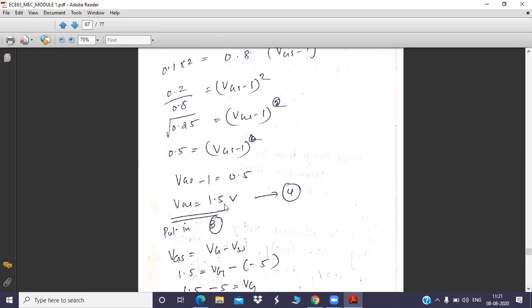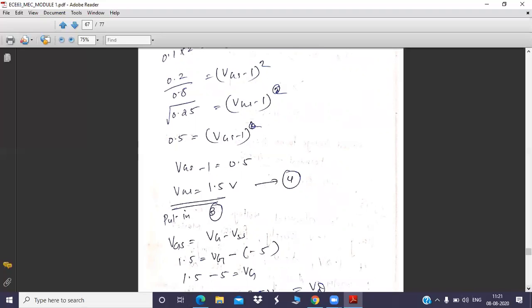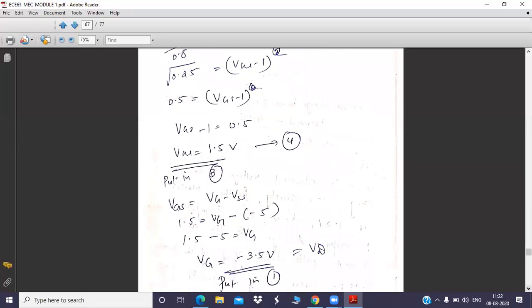Once you solve this, VGS is 1.5 volt. Then put it in equation number 3, because you are interested in finding VG only. Why are you interested in finding VG? Because to find R, the unknown resistance, you need VG. So just substitute VGS and VSS, rearrange, and you will get VG, which is going to be the same as VD. I repeat, why is VG equal to VD? Because the gate is shorted with the drain.